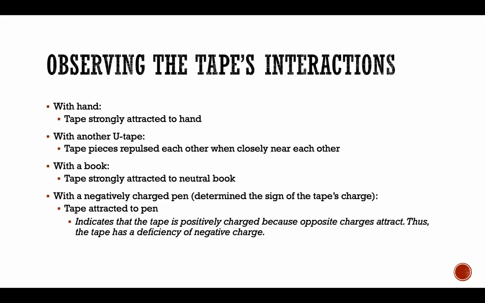When a hand was placed near the piece of tape, it was strongly attracted. When another charged piece of tape was placed closely near the tape, the piece was repulsed. When a neutral object, such as a book, was placed near, the charged tape was strongly attracted. Finally, when a negatively charged pen was placed near, the tape was attracted. This was an important observation because it indicated that the tape was positively charged and has a deficiency of electrons.